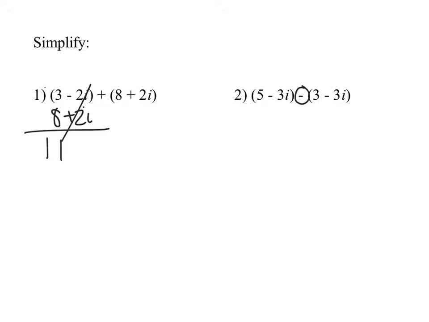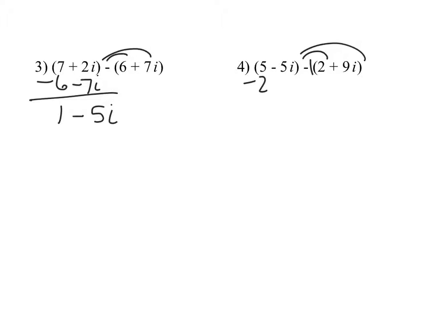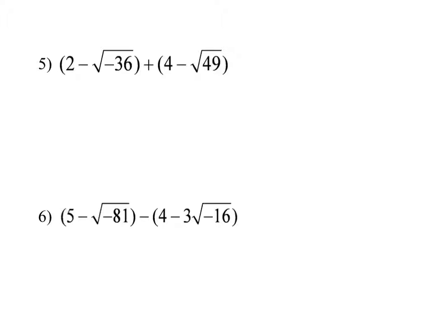With this one, we've got a minus sign, so we distribute that through, and it becomes negative 3 plus 3i. Same deal here, we're left with a 2. Those cancel out. Pretty exciting. All right, this is subtraction, so it's negative 6 minus 7i, so it's 1 minus 5i. Same deal here, we distribute through. So that's how we write our answers. Pretty exciting.